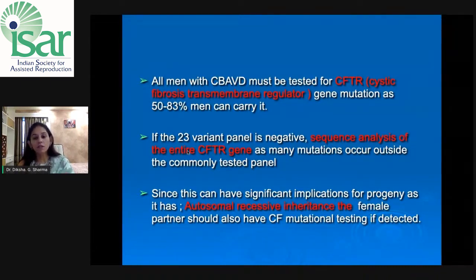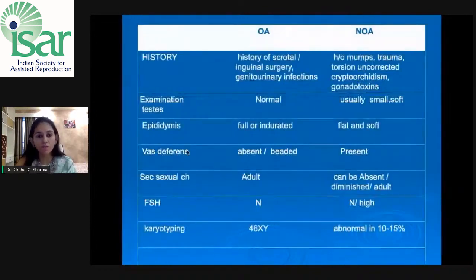Why? Because this can have significant implications for the progeny. This gene is mutated in cystic fibrosis, and it has an autosomal recessive inheritance. So the female partner should also have the CF mutational testing if we detect the mutation in the male partner, to avoid the progeny having this very debilitating disease.